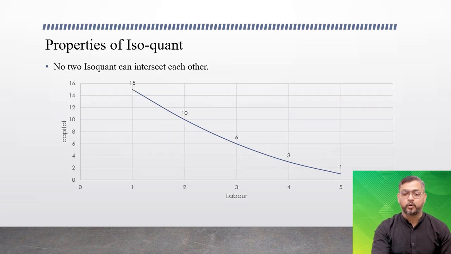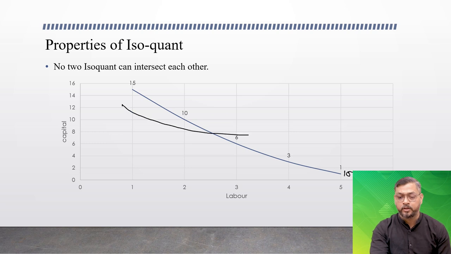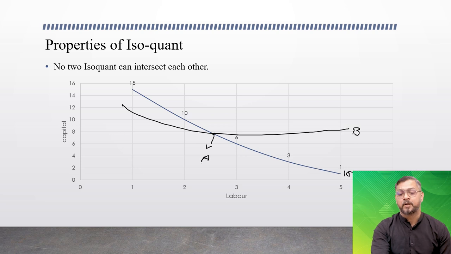The next property of isoquant is no two isoquants can intersect each other. Now if you look, this is an isoquant with an output of 100. Now let's assume we have another isoquant. Let's say it is giving us B amount of output and they are intersecting at, assume, point A. Now since isoquant with 100 output is intersecting with isoquant B at point A, that means output in both these isoquants at this point is 100.